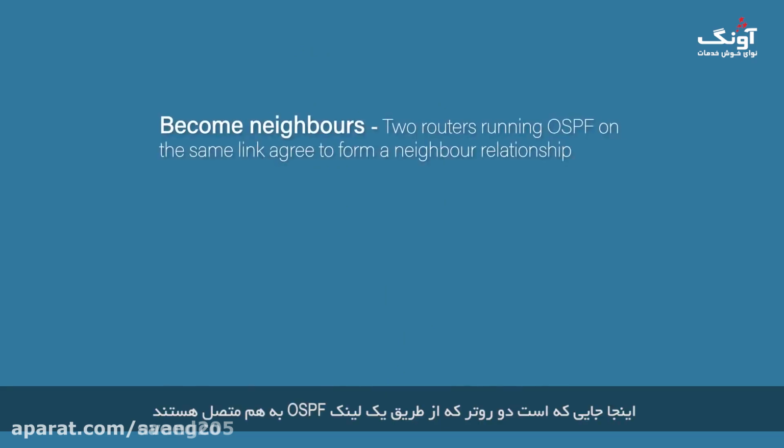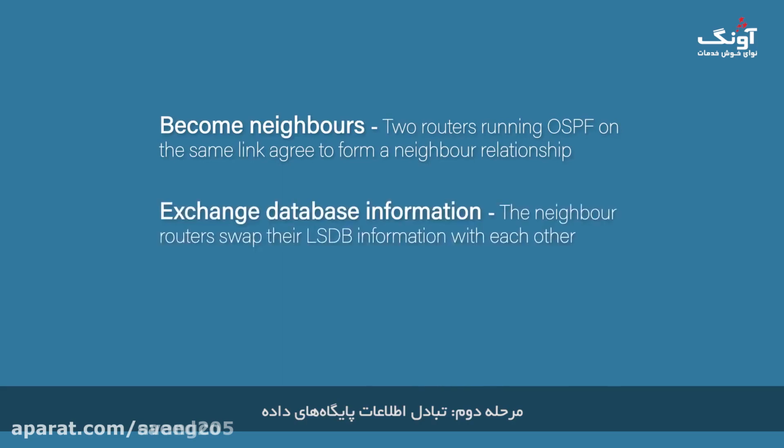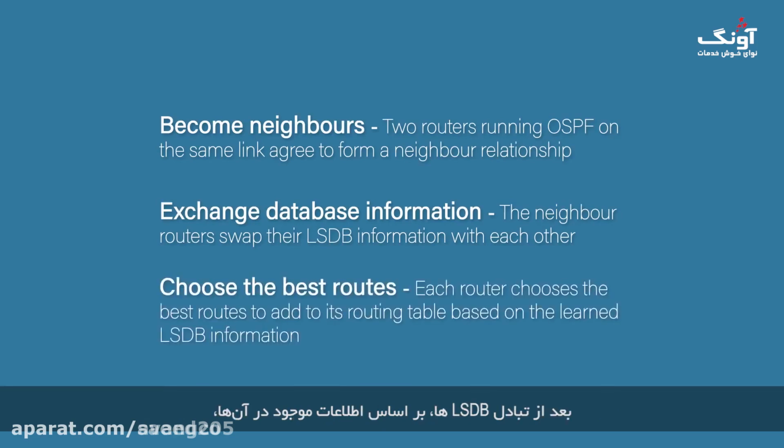There are three main steps to this process. First, becoming OSPF neighbors. This is where connecting routers running OSPF agree to form neighbor relationships. Next, exchanging database information. After becoming neighbors, the routers will then exchange their LSDB information. And finally, choosing the best routes. Once the LSDB information has been exchanged, each router will then choose the best routes to be added to the routing table. This is done by running a calculation called SPF. First, we'll look at how connecting routers form neighbor relationships.